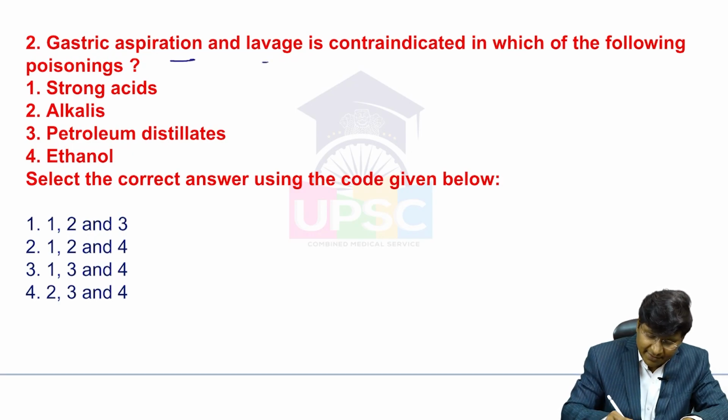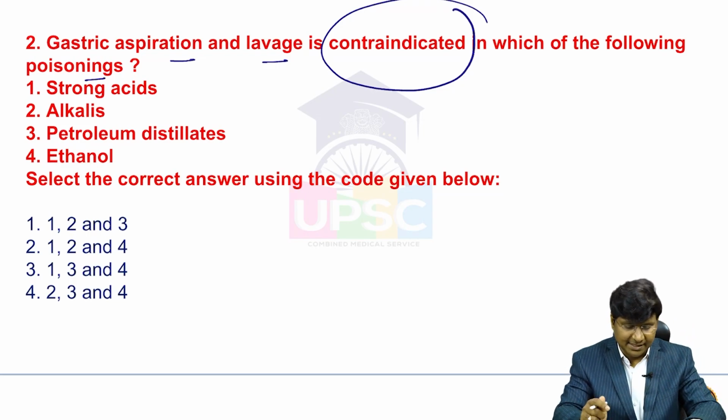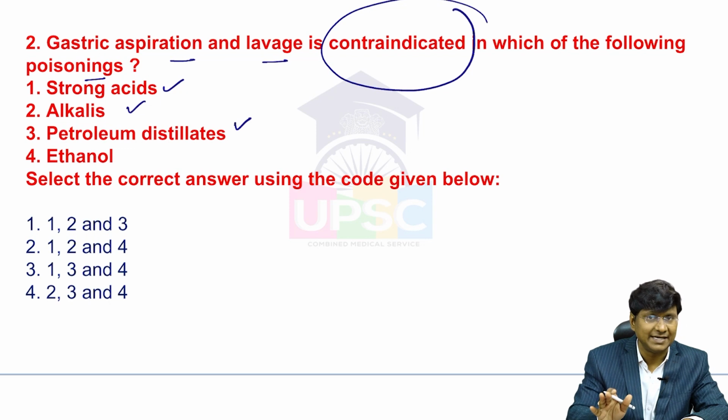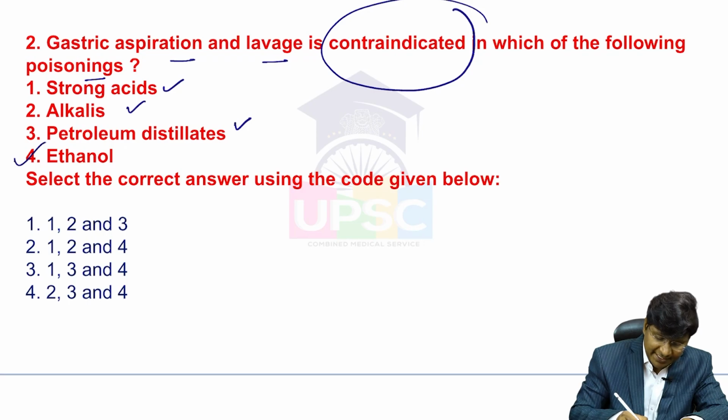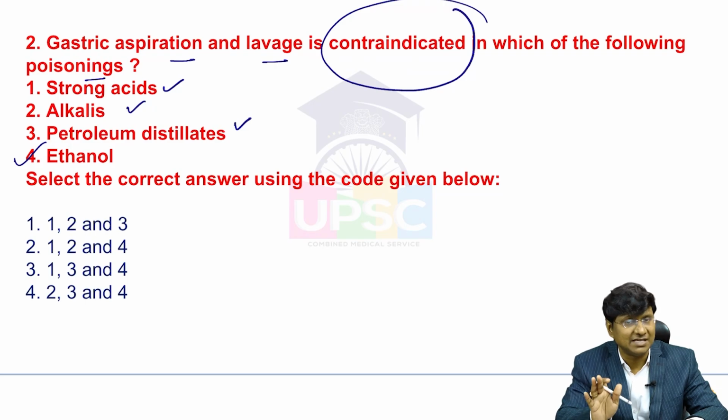Gastric aspiration and lavage is contraindicated in which of the following poisoning? Strong acids, alkalis, petroleum distillates as well as ethanol. So please remember, for strong acids, alkalis and petroleum distillates, aspiration and lavage is contraindicated. But whereas for ethanol poisoning, even though it is highly volatile, if the individual comes in the early phase, right, within half an hour or 1 hour, then gastric aspiration as well as lavage can be done. But even for ethanol, after a prolonged period of time, it will be of no use, right? So the answer is 1, 2 as well as 3.